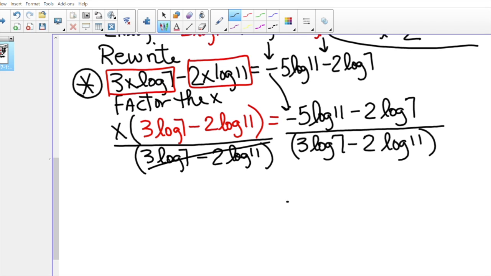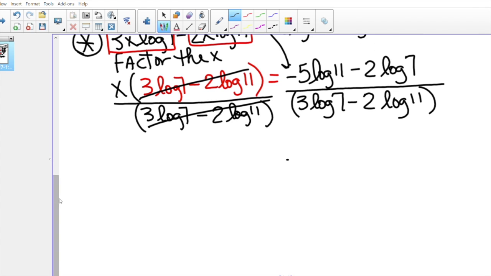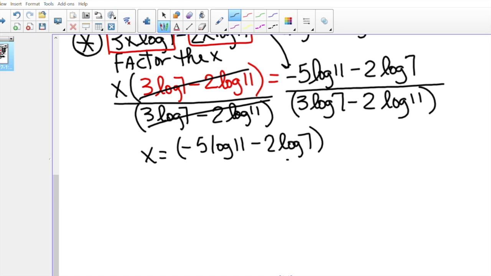Now these two will cancel. So you have x equals parentheses. Now I've started off with the parentheses because that's two terms and you want to put them together in a parentheses. Now be sure you close that parentheses that you open up at the front. And you have 3 log 7 minus 2 log 11.